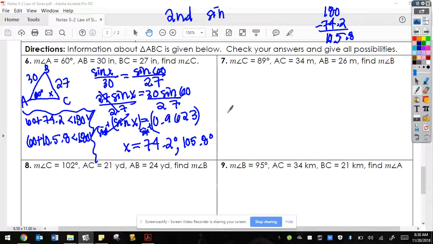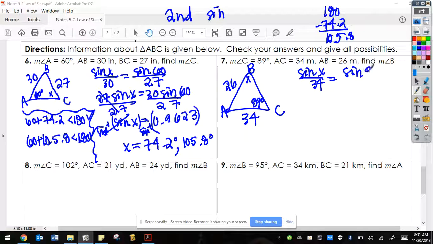Let's try number 7. So we have another triangle. Okay, so we have A, B, C. We have 89 degrees here. We have AC is 34, and we have AB is 26. All right. So then we are looking for angle B. So we set it up as sine of X over 34 equals sine of 89 over 26.